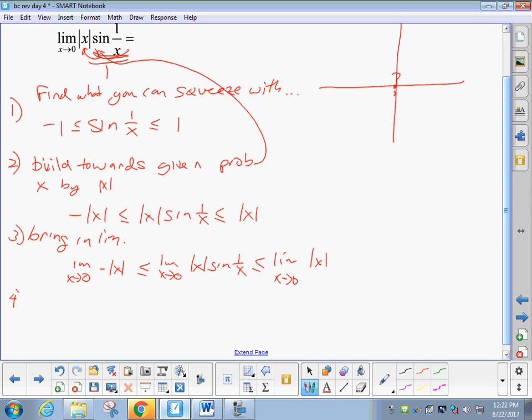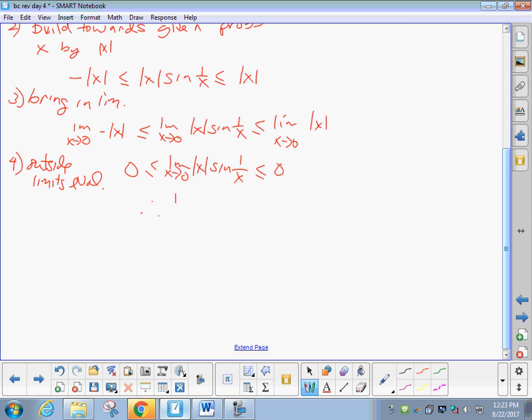Now, if you did this well, the outside limits should be nice. As x goes to 0, what does the negative of the absolute value of x approach? 0. Okay. And this is the question. I don't know what it is. But on the far right side, as x goes to 0, what is that approaching? 0. Now, the limit is between or equal to 0 and 0. So it must be 0.